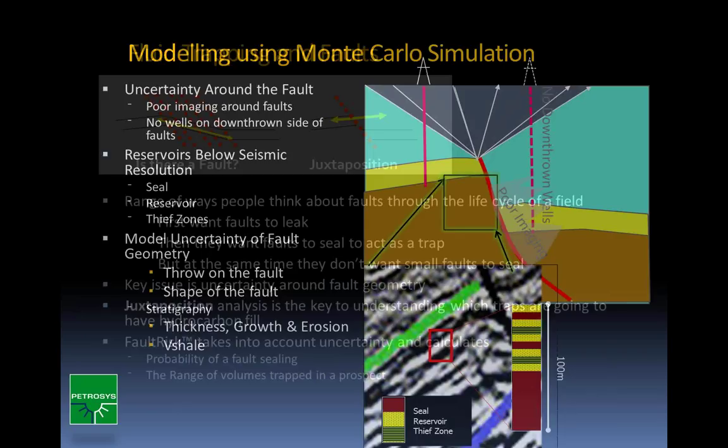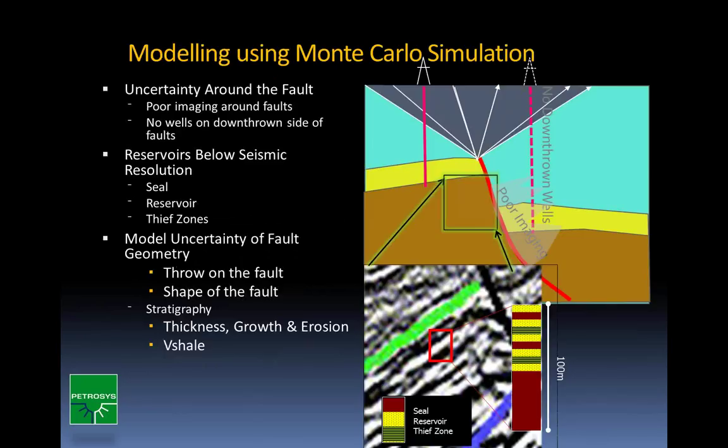There are a lot of uncertainties around the fault and how it seals or not. There's often poor imaging around the fault. In general, we don't know much about the downthrown side of a fault because we don't drill wells there. And the problem is this is the area we have to understand if we want to know about the fault geometries and if a fault is going to seal or not.